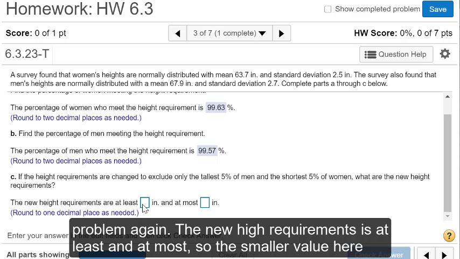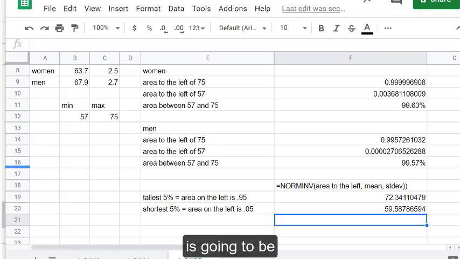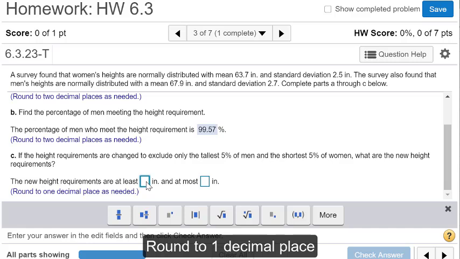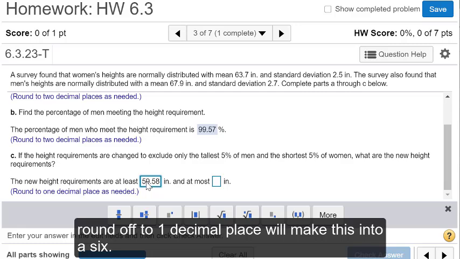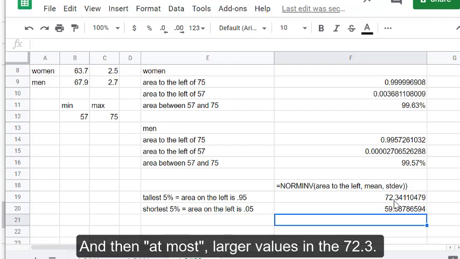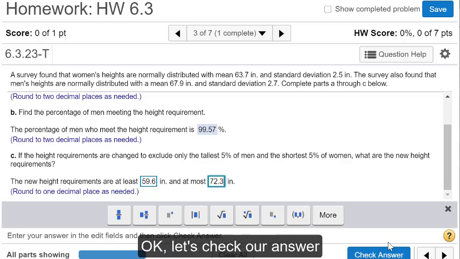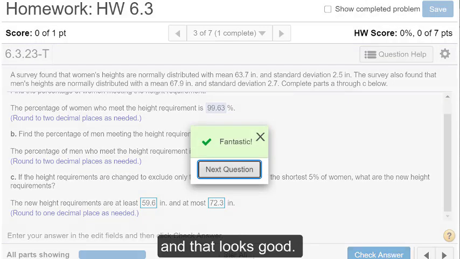The new height requirement is at least and at most. So the smaller value here is going to be 59.58. Round to one decimal place. 59.58 rounded off to one decimal place would make this into a 6. And then at most, the larger value is going to be 72.3. Okay, let's check our answer. And that looks good. I hope that helps.